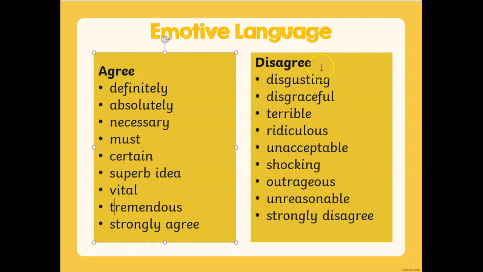If you disagree with the statement, you could use emotive language such as disgusting, disgraceful, terrible, ridiculous, unacceptable, shocking, outrageous, unreasonable, and strongly disagree.